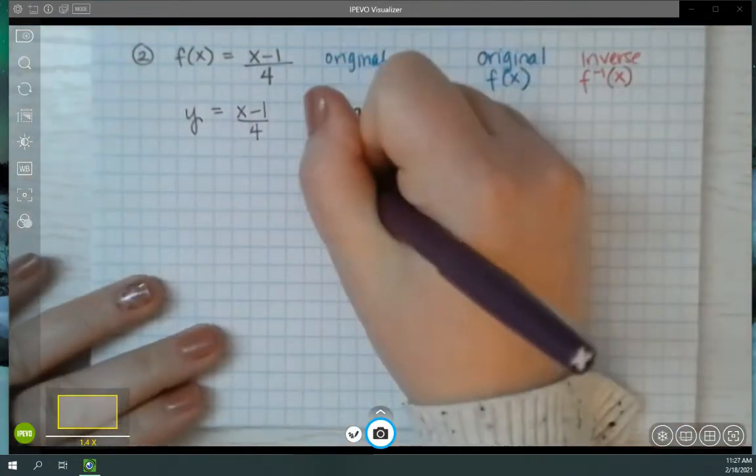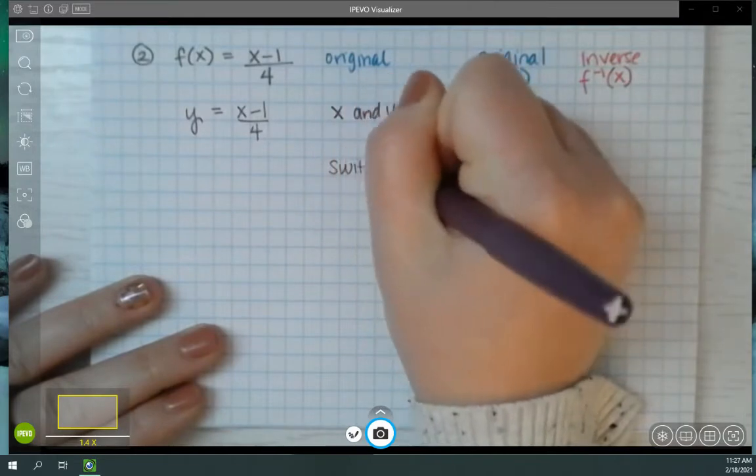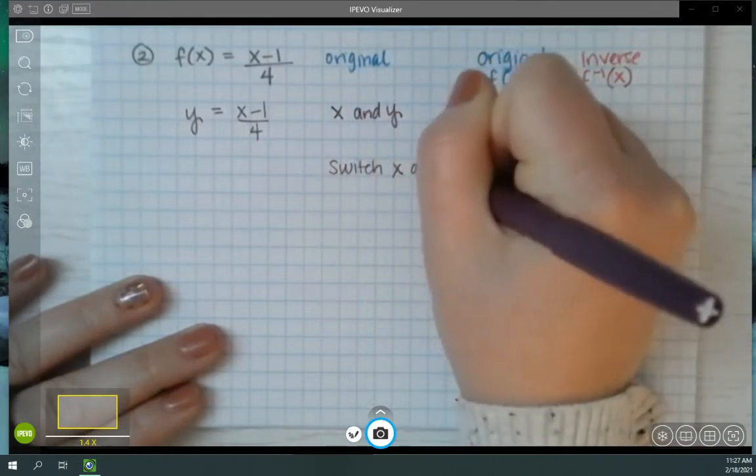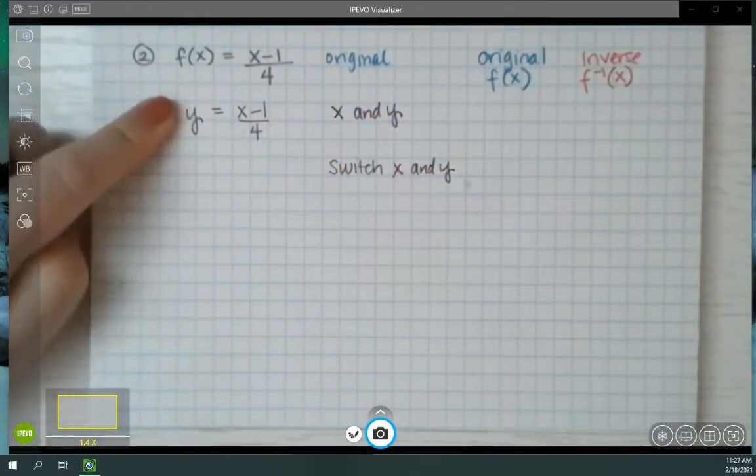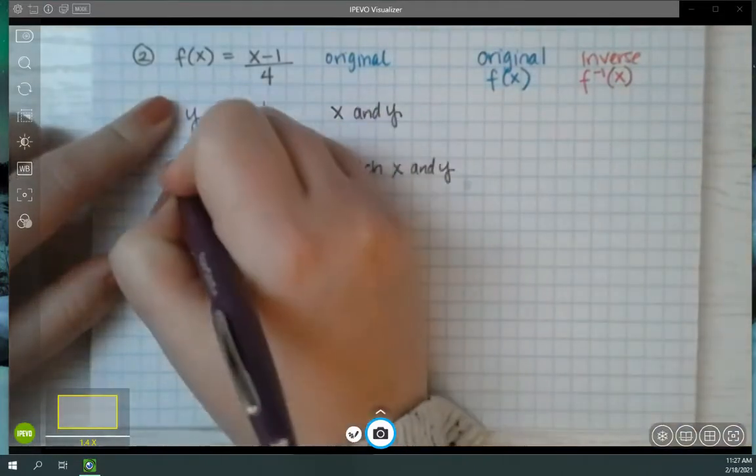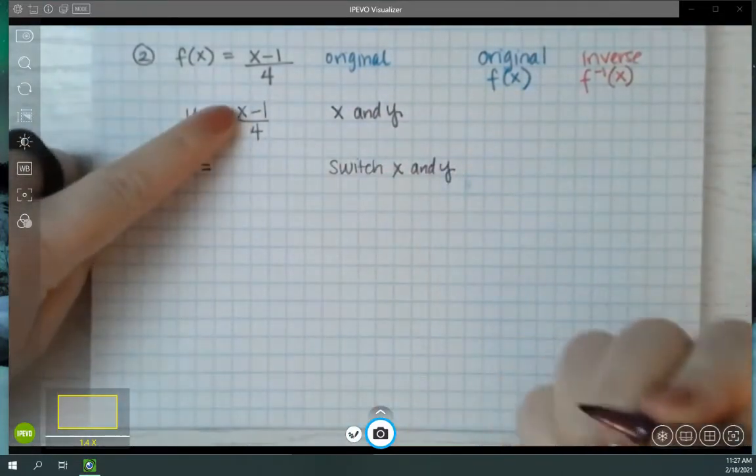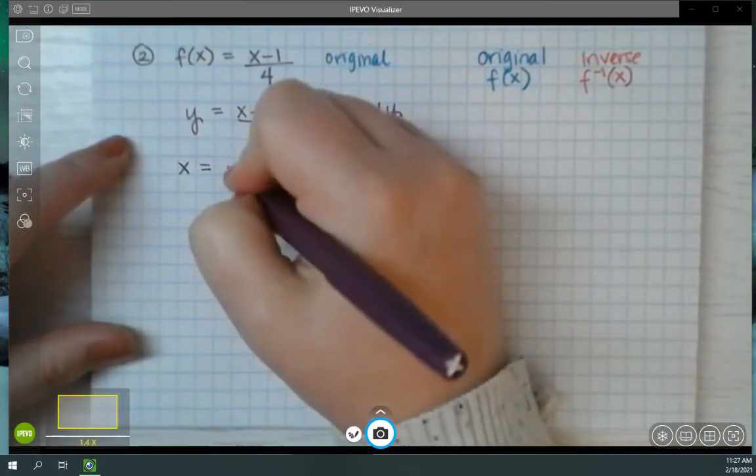Next up, we're going to switch x and y. So here's a y, I'm going to switch it to x. And here's an x, I'm going to switch it to y.